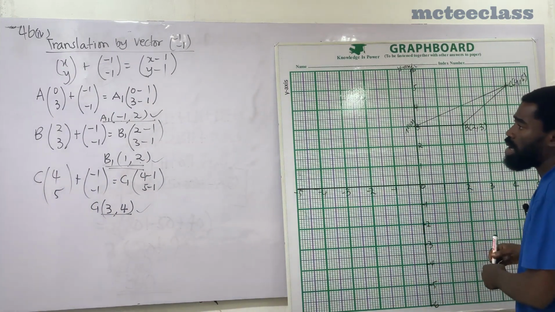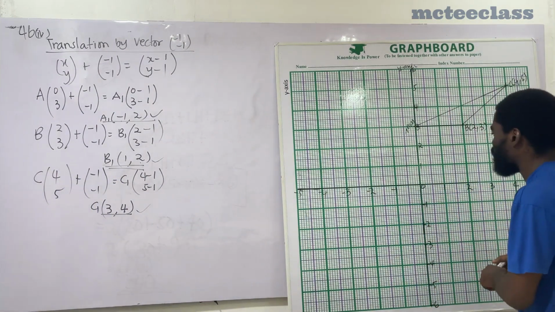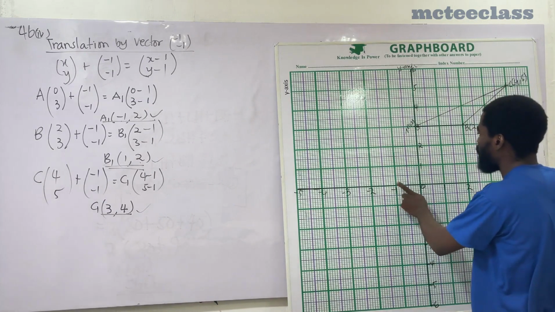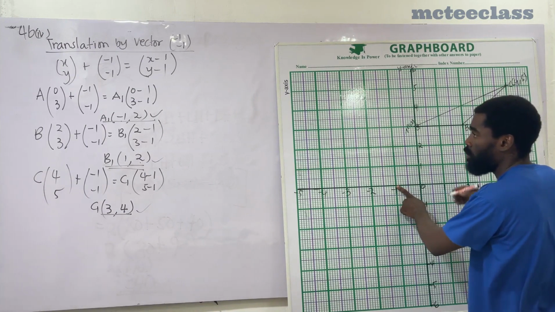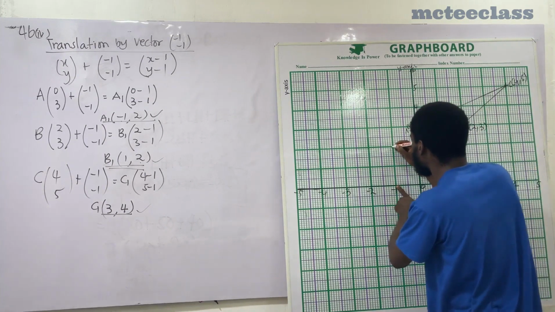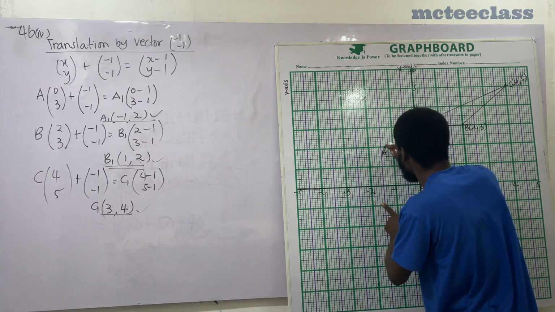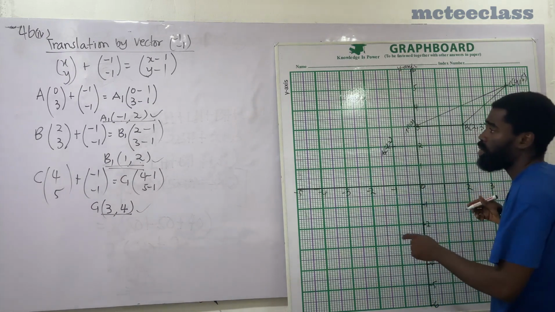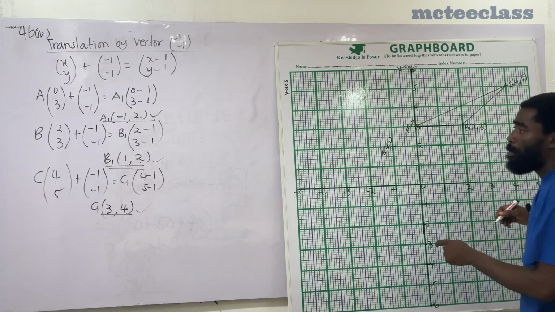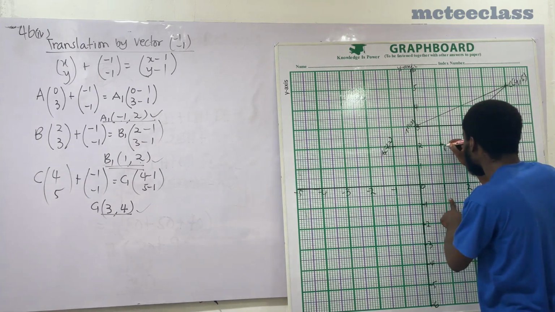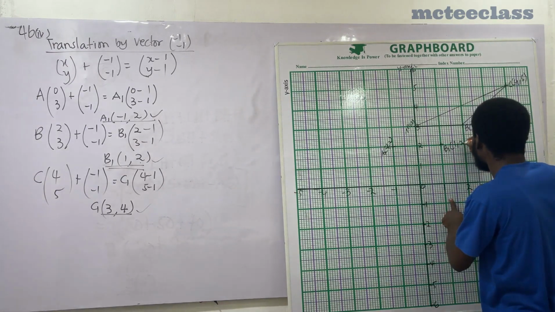Okay, so let's plot this. What's A1? A1 is (-1, 2). So I look for negative 1 on my x-axis. Then positive 2 on my y. So this is where they meet here. That gives me A1 (-1, 2). Then I have B1, which is (1, 2). Here is B1, and that is (1, 2).